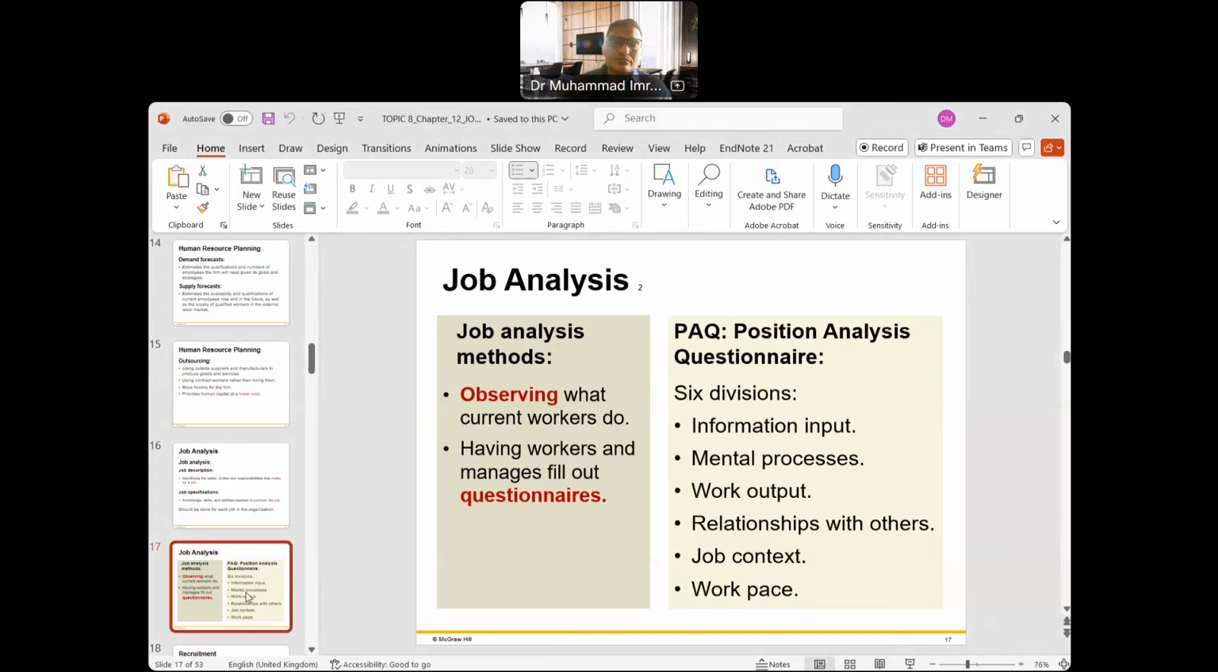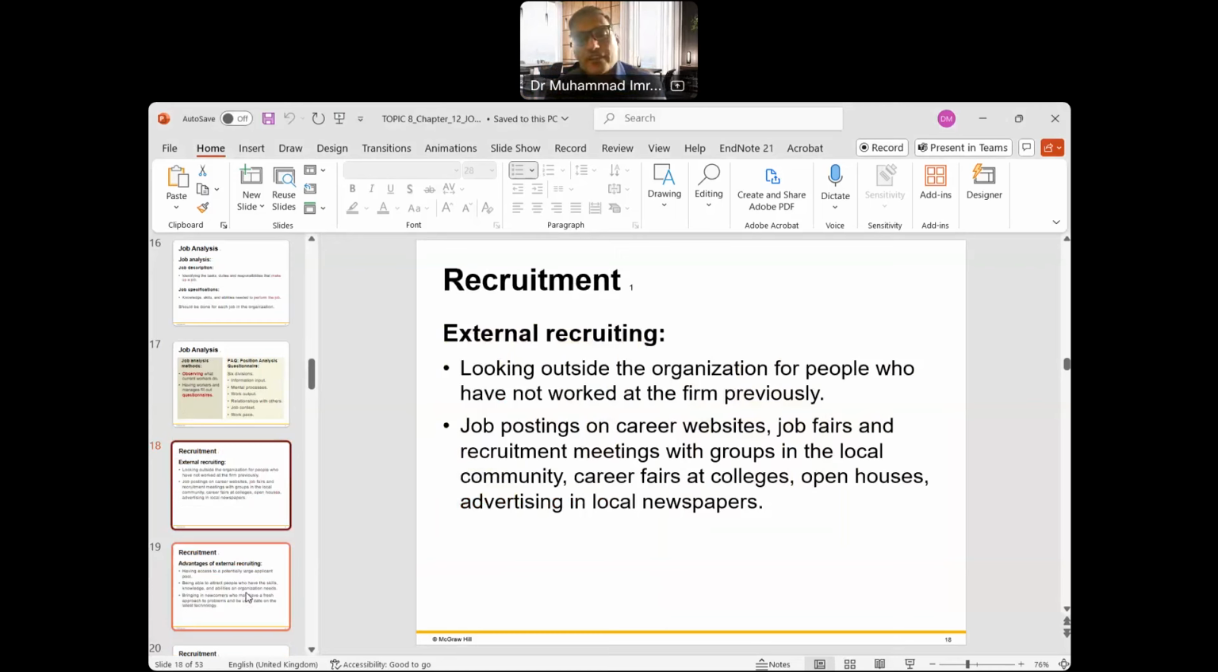So let's move further. Recruitment, after planning and the job analysis. Now we are going to recruitment. Basically there are two basic types of recruitment.